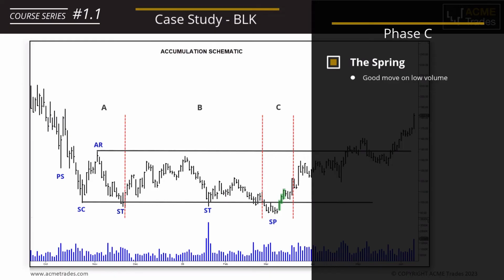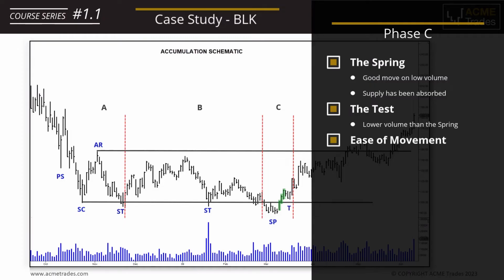Look at this move here on low volume. This is telling us that supply has been absorbed. We come to the test of the spring, even lower volume. Beautiful. This movement here from the spring action we'd call ease of movement, which we will discuss in the next video. I'm trying to keep things to the basics here.